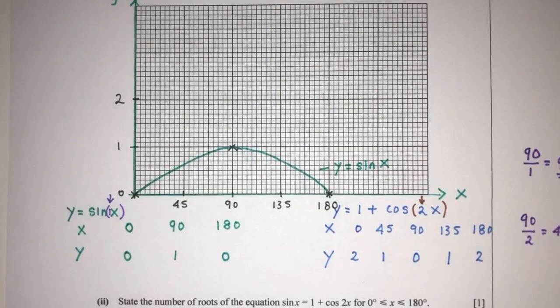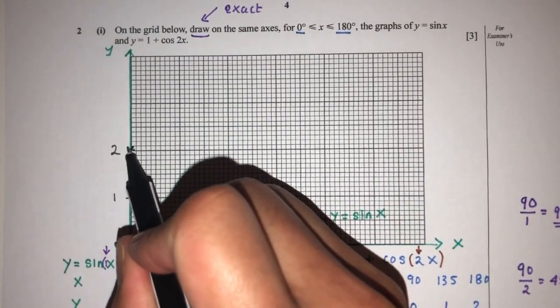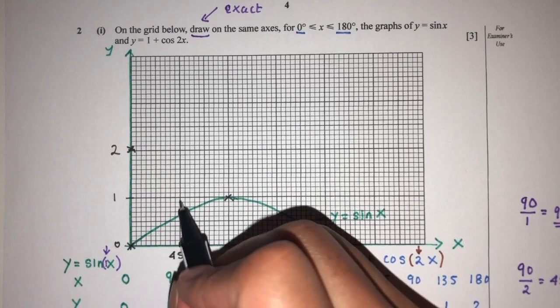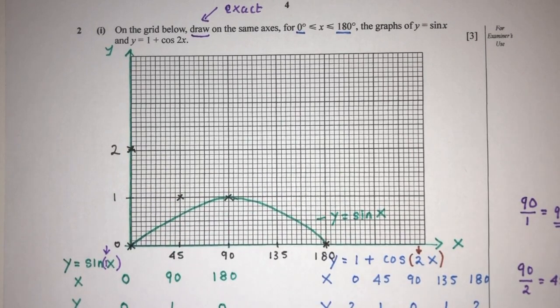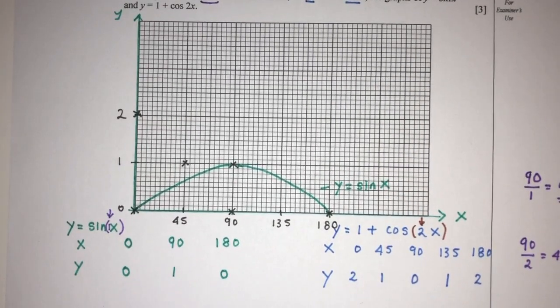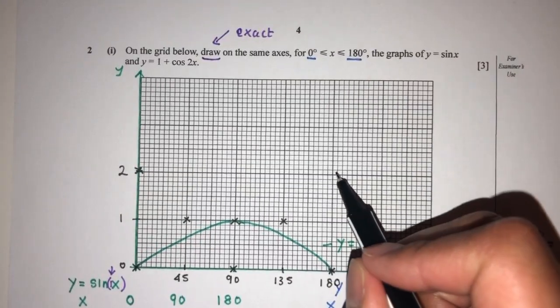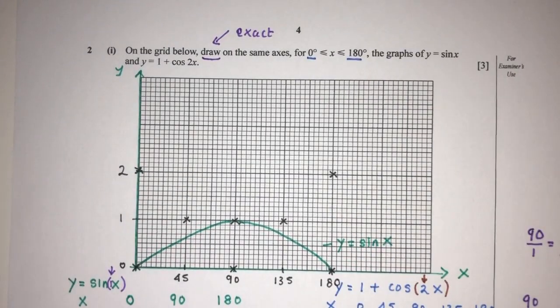Now for this one, that will be 0, 2 will be this one. We have 45, 1, that will be right here. Then we have 90, 0, this one. And we have 135, 1, this one. And we have 180, 2 will be this one. Now let's try to join them again.